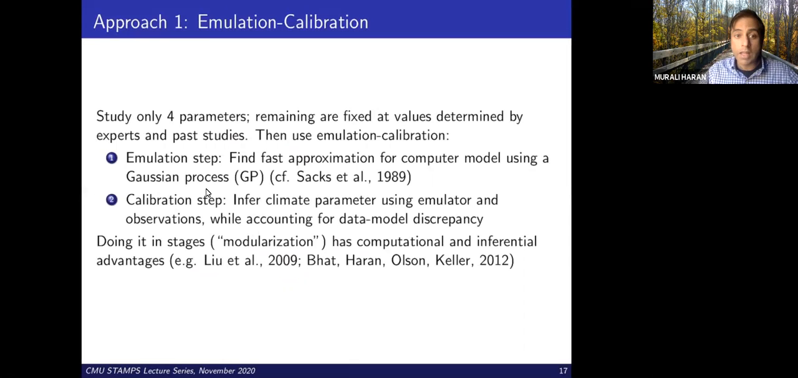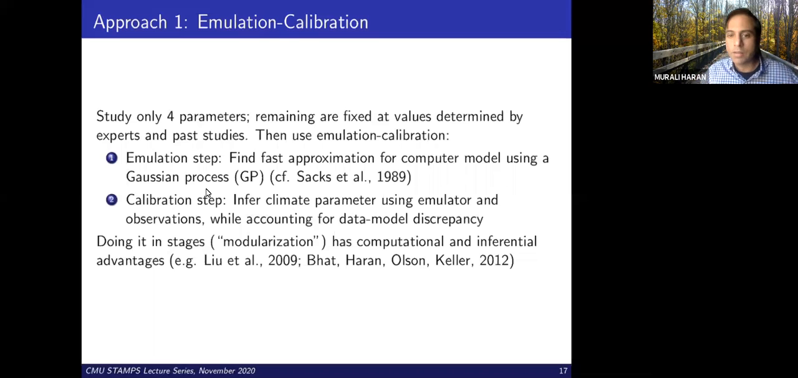So emulation calibration. What we did in our project was we studied only the 4 parameters, and note that the remaining are fixed at values depending on past studies and expertise. And then we use emulation calibration to learn about these parameters. So the first step here is emulation, where we find this fast approximation. As I said, it's kind of like doing a non-parametric regression. It might be like a functional regression because the output that you get is often multivariate. Your response, y of theta, is multivariate, right?